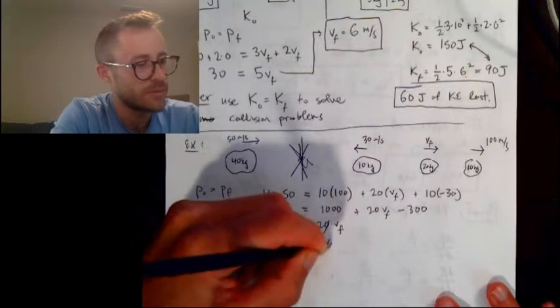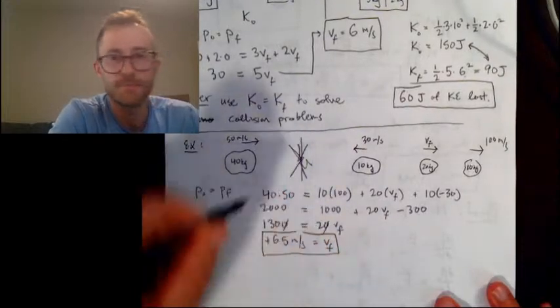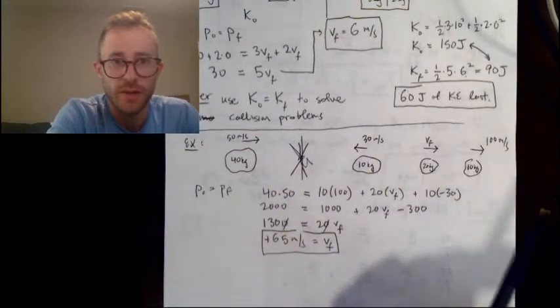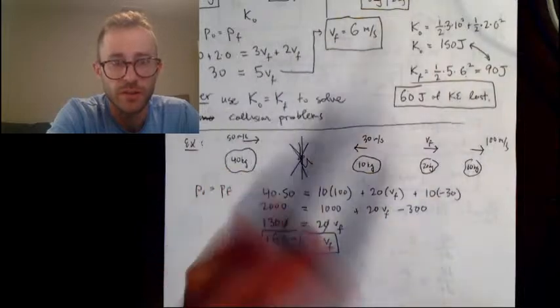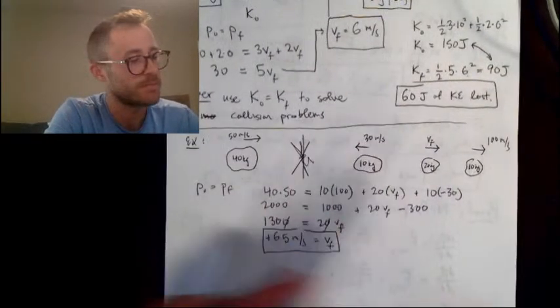Is V final. So that's a positive number. So that means that this rock is still continuing to the right. If I had solved and gotten a negative answer, then that would mean that the rock got blasted in the opposite direction. Okay.